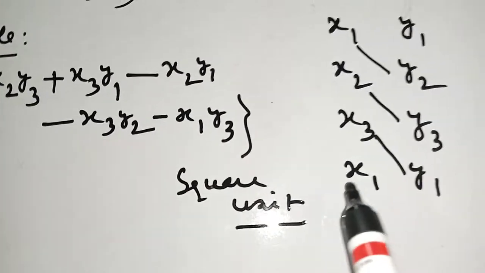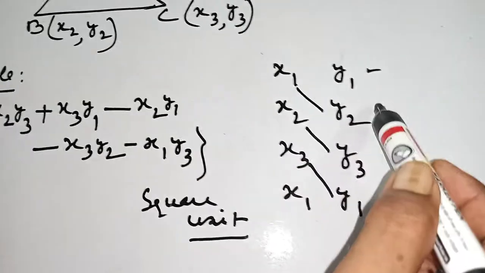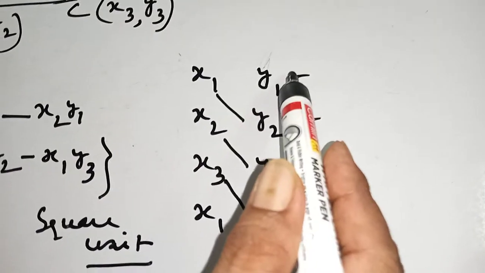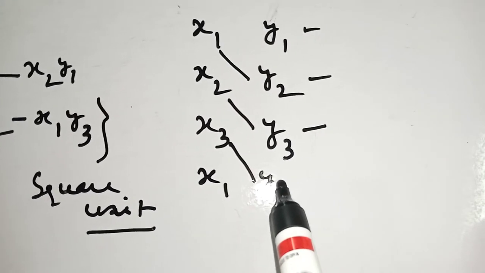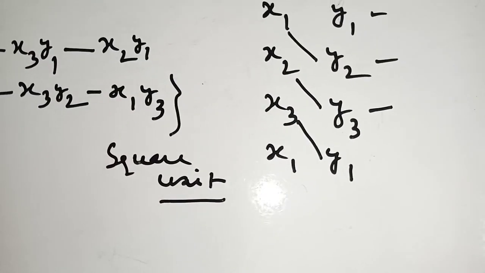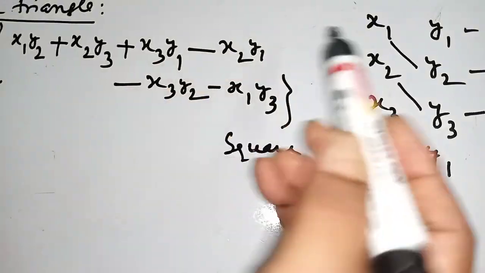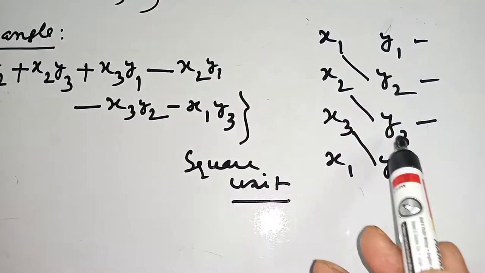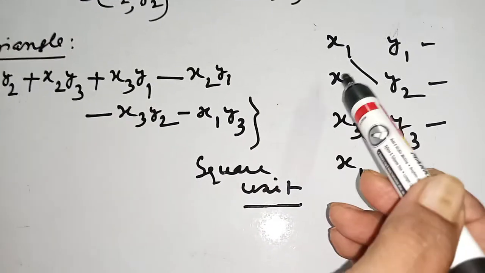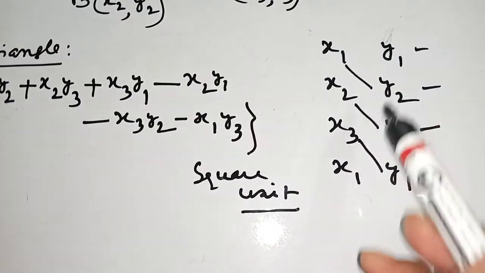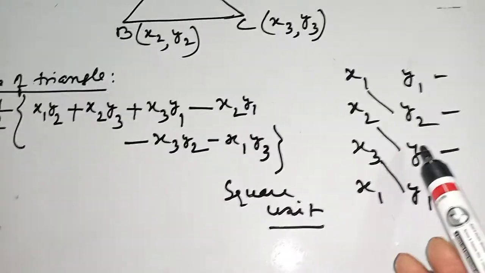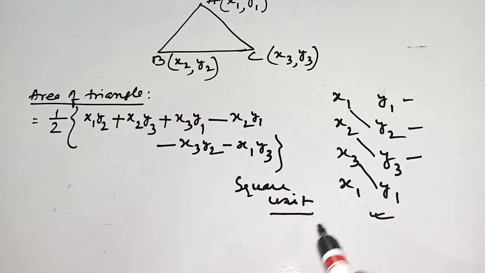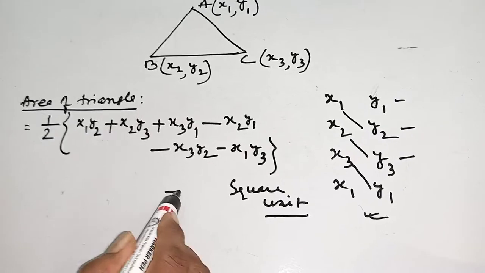That means at first you write the coordinates of A, B, C. After that repeat the first one. Which coordinate you write first, that will be repeated again. Next, area of triangle equal to 1 by 2, left, left, right. This into this, plus this into this, plus this into this. Again, minus this into this, minus this into this, minus this into this. That means, in this way, you can find easily the area of triangle. Okay.